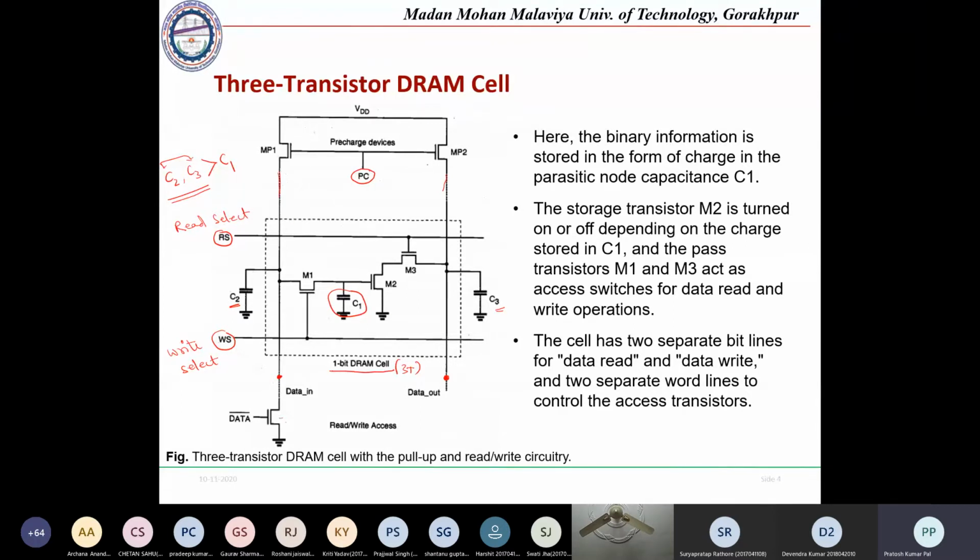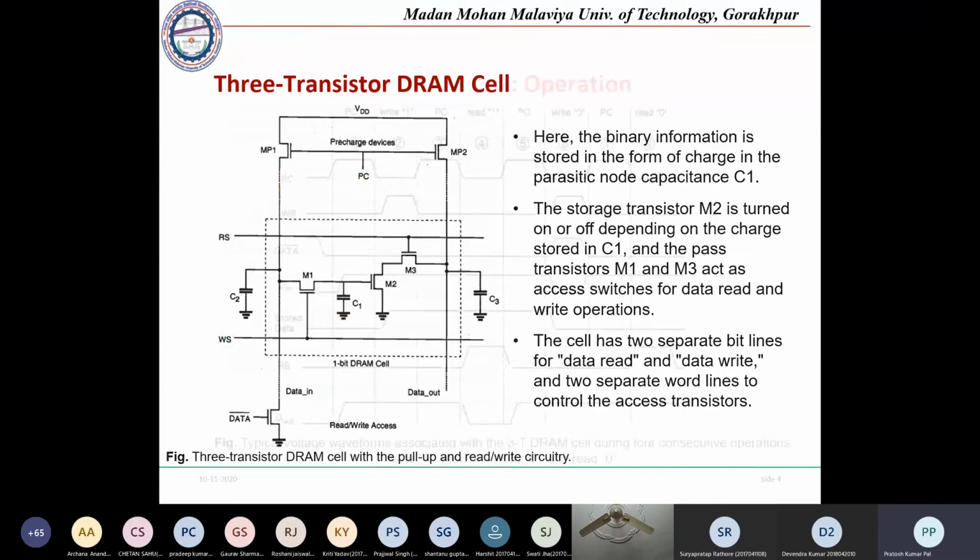This is the basic configuration. Here the M1 transistor is used for writing the data, so while writing, M1 is activated, and for reading the data, the M3 transistor is activated. So for read, M3 is activated, and for write, M1 is activated. We will see how the operations are performed.